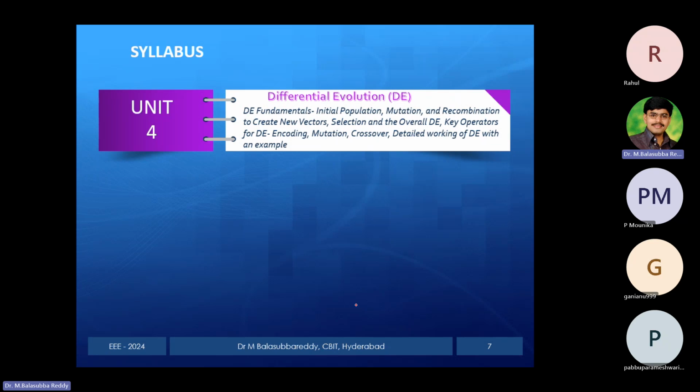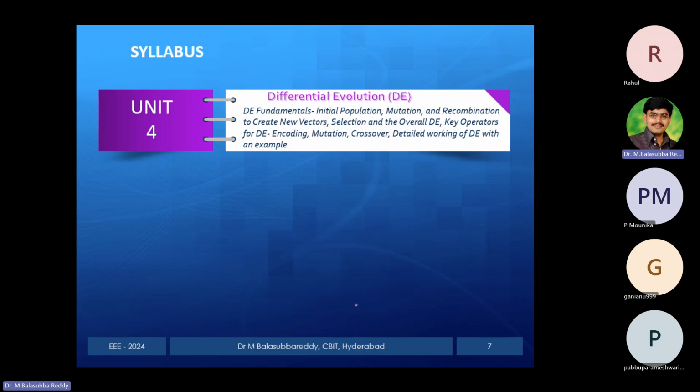Differential evolutionary algorithm, differential evolution. That means DE. This is also a famous algorithm, and it is more or less similar to that of GA only. We'll see what is different, what the GA algorithm, the genetic algorithm, will do, and what DE will do. We'll compare these two also.